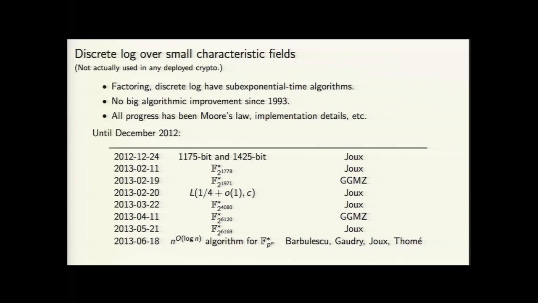Here I've marked there's been some actual algorithmic improvements. There's an L of 1/4 algorithm and an N to the O of log N algorithm for these special fields. Now, what is the impact of this? If this kind of algorithmic improvement could be translated from small characteristic fields, which we don't care about for cryptography in most cases, to factoring or large characteristic fields, then there would be problems for all of the cryptography that we use in the real world.